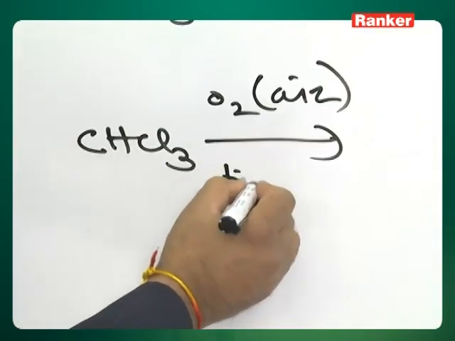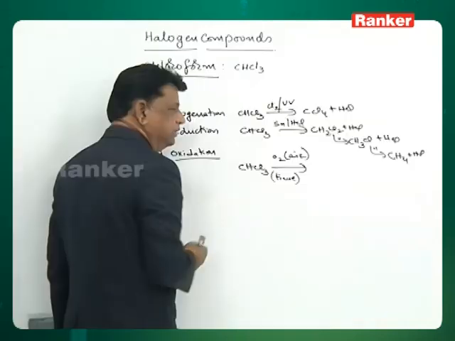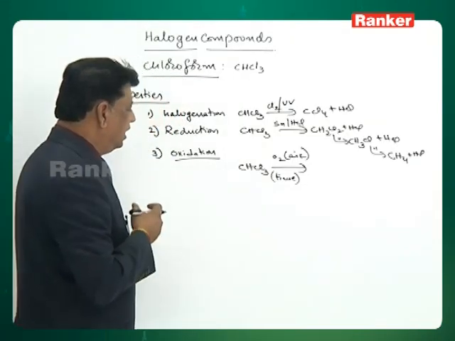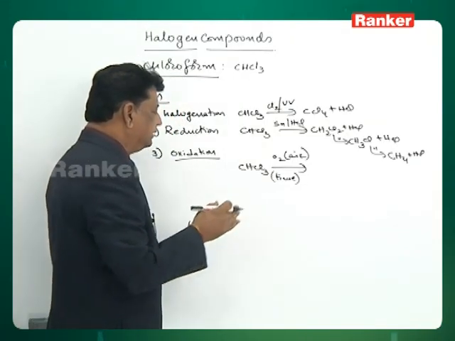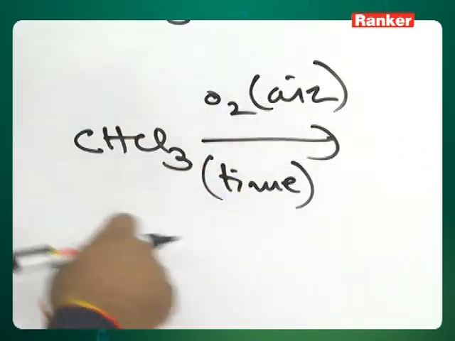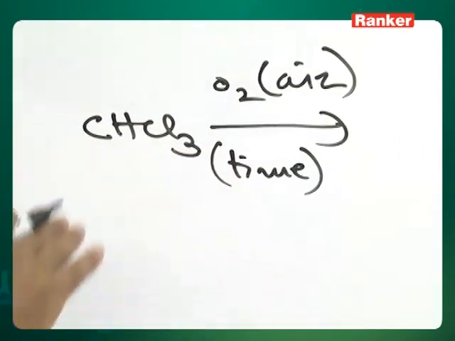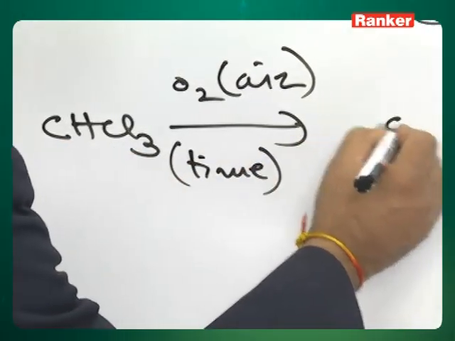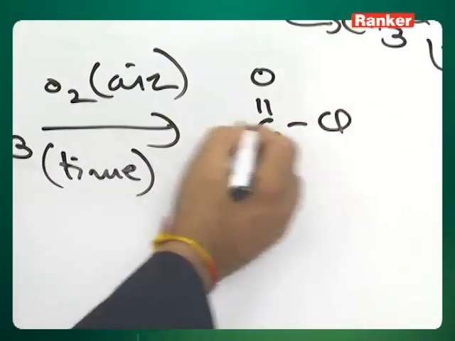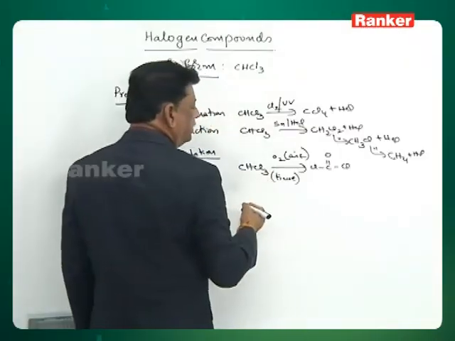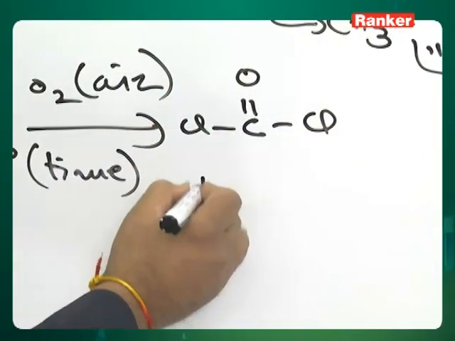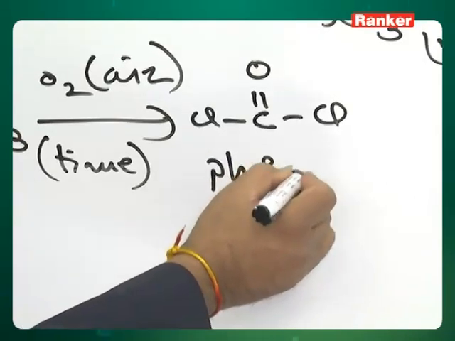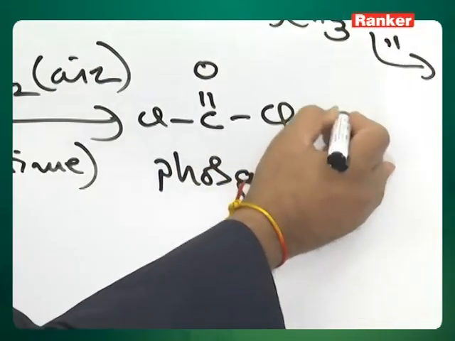This is from air, you need not add oxygen. But enough time should be there, isn't it? It is not an immediate reaction, it is a slow reaction, over a few nights or days if you keep it, then slowly the reaction takes place. So you will get dichlorocarbonyl, or carbonyl chloride, commonly known as phosgene, plus HCl is formed.